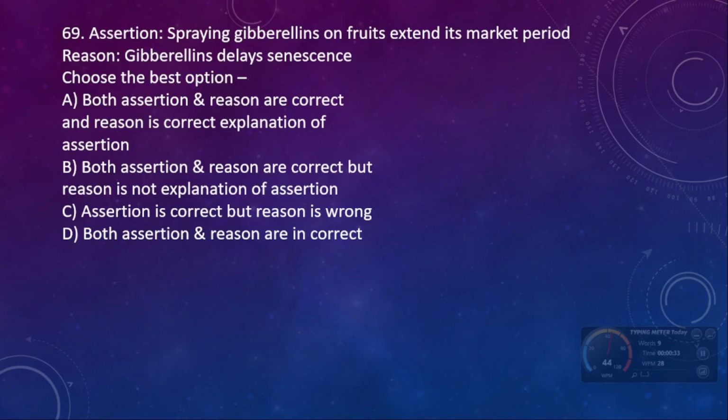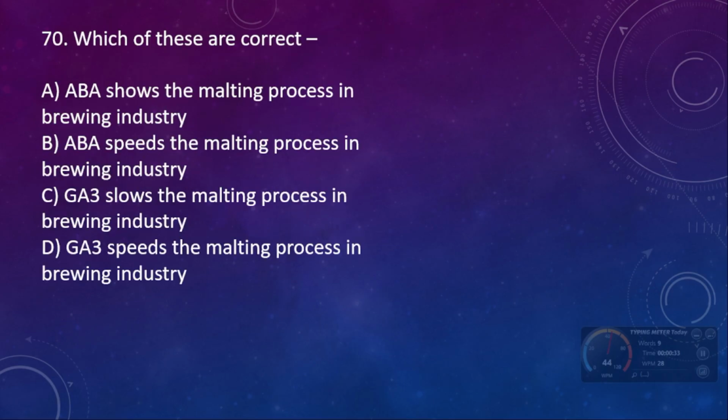Assertion and reason. Assertion: spraying gibberellins on fruits extends its market period. Correct. Reason: gibberellins delay senescence. This is also correct. Just now we saw. Choose the best option. So here the right option is option A, because both are right and the reason is the correct explanation of the assertion.